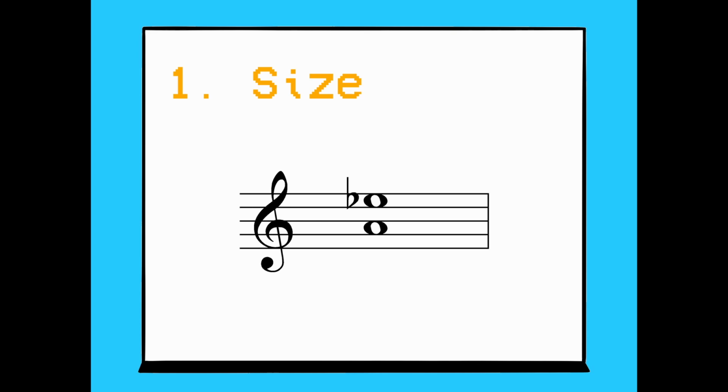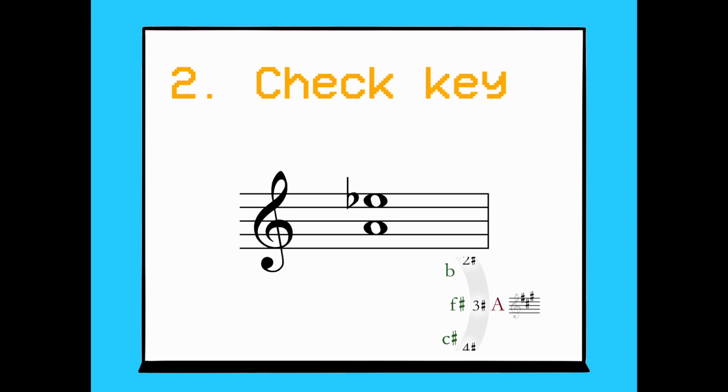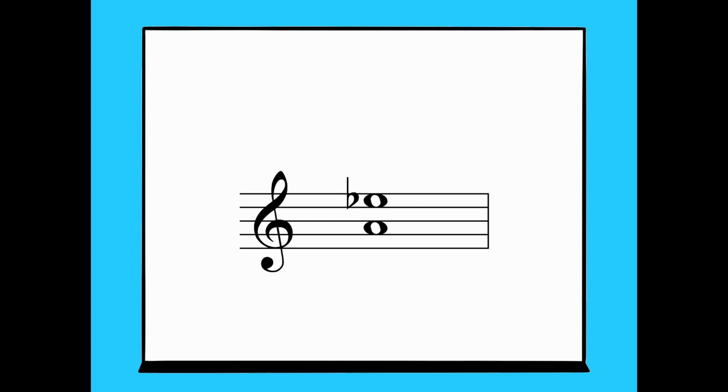Let's do one more. It's a fifth, but does E flat happen in the key of A major? Not with those sharps. So is it higher or lower than it should be? E flat is lower than the E we would expect to see in A major, so this is a diminished fifth.